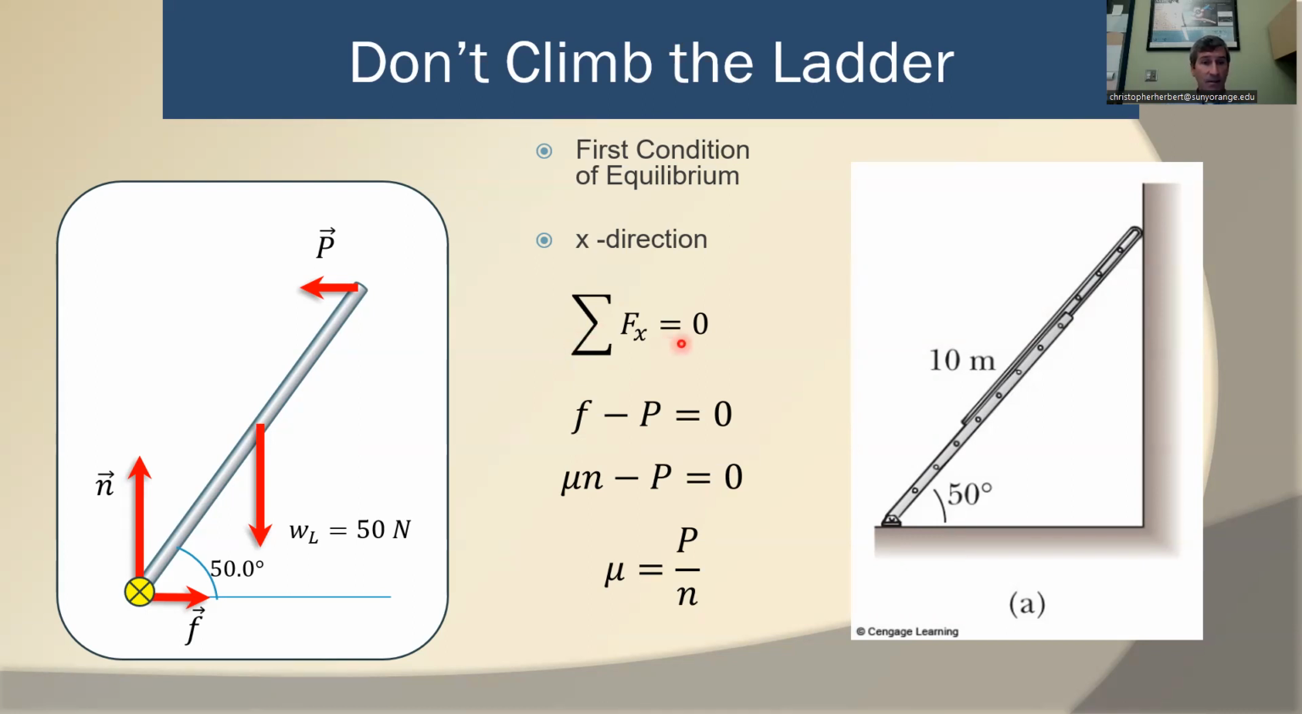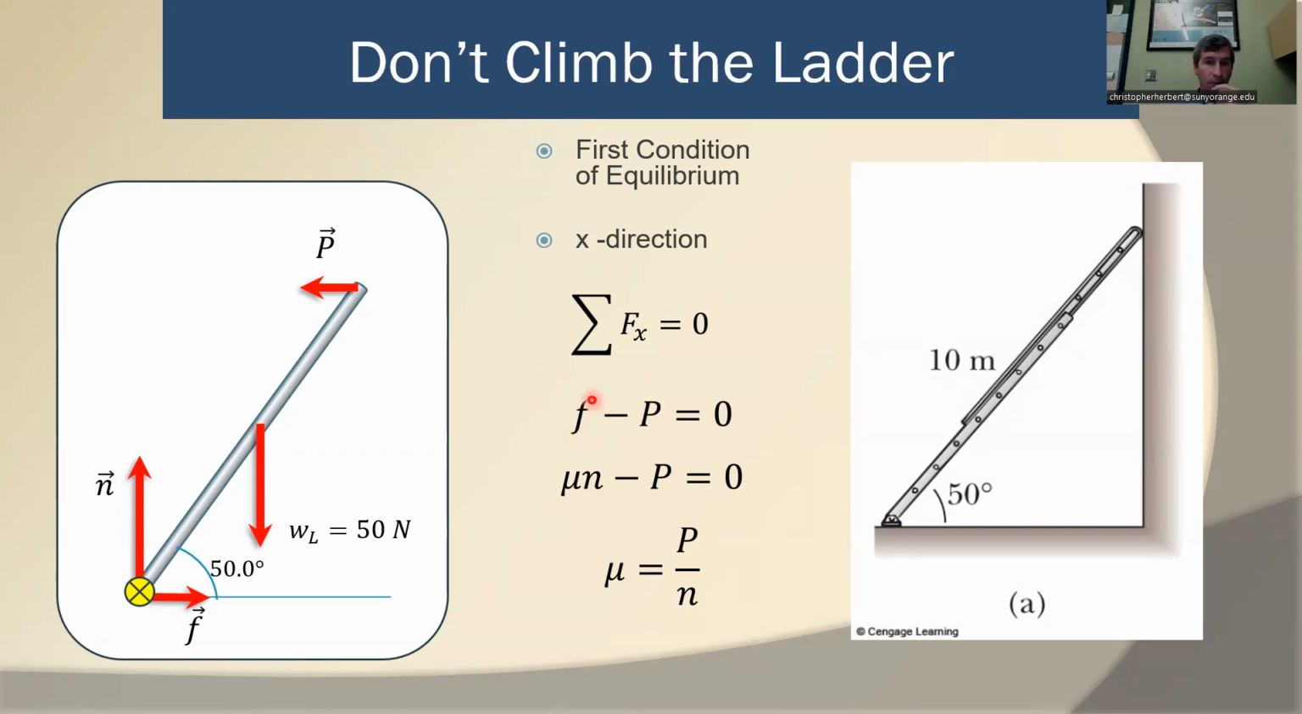So sum the forces in the X direction. Again, I'm going to keep my coordinates pretty standard. Vertical is going to be in the Y direction. Horizontal is going to be the X direction. Only the frictional force and the pushing force are in the X direction. So F is in the positive X direction, P is in the negative X direction. They're going to be equal and opposite.